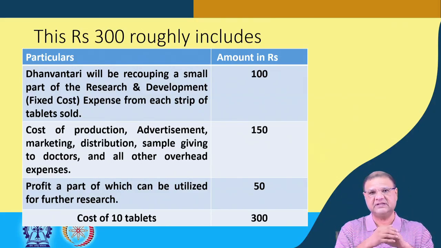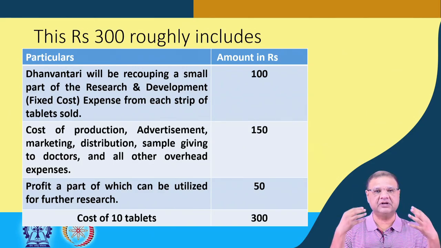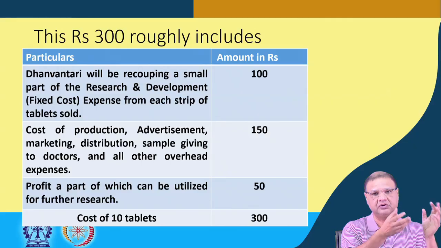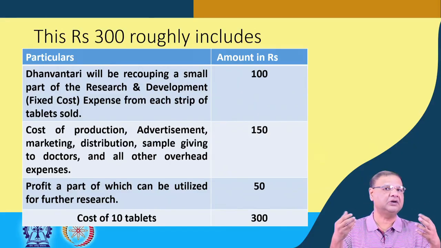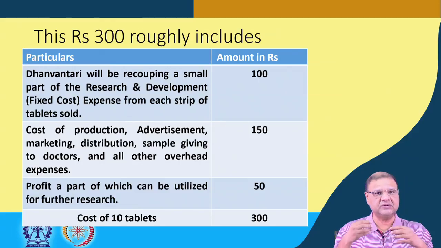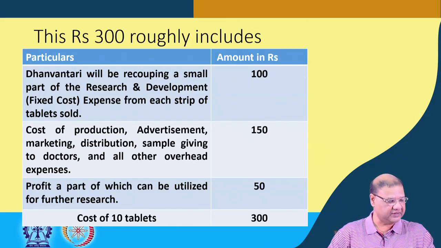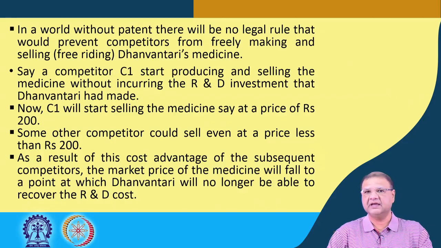So, what you can see is that this 300 rupees has different components. The first component is 100 rupees, whereby the company is trying to recoup the expense which it had made. Then 150 rupees is overhead, production and all other expenses, and then it is also making a profit of 50 rupees, and from a part of that profit it is saving for the purpose of further research and development.